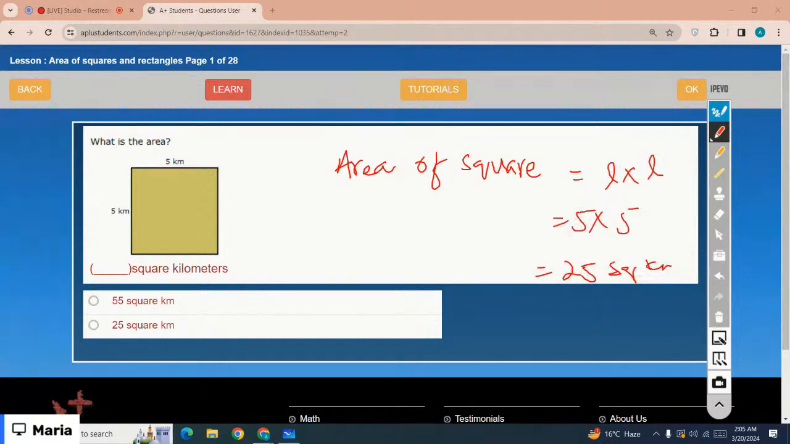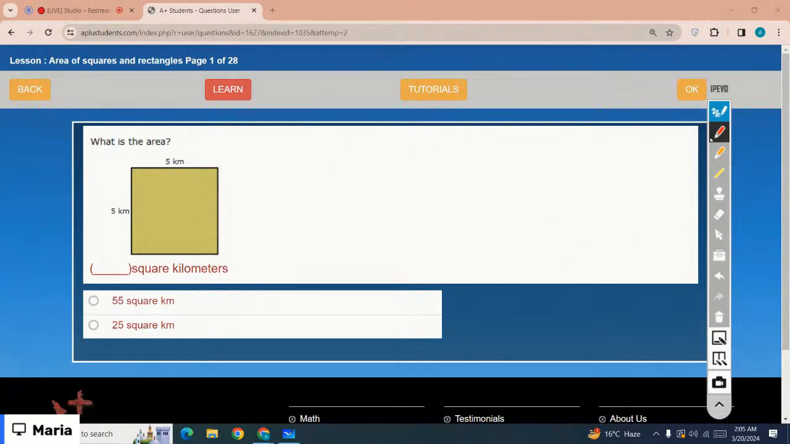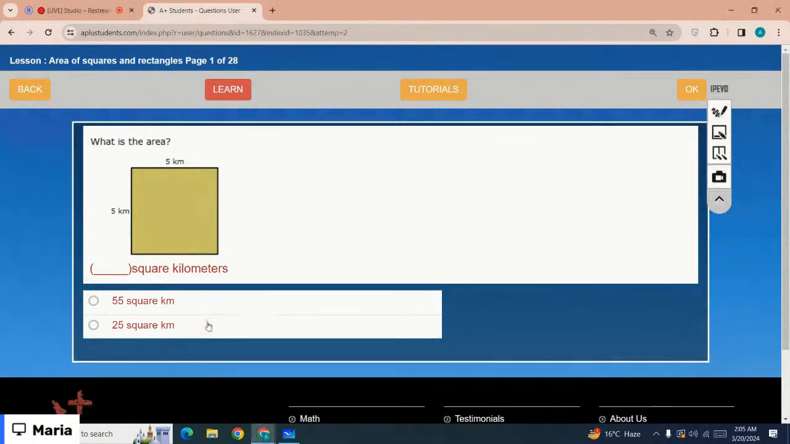Area of the square is length times length because square has all four sides equal in length. So you have to multiply two of the length, that is 25 square kilometer. Got it?